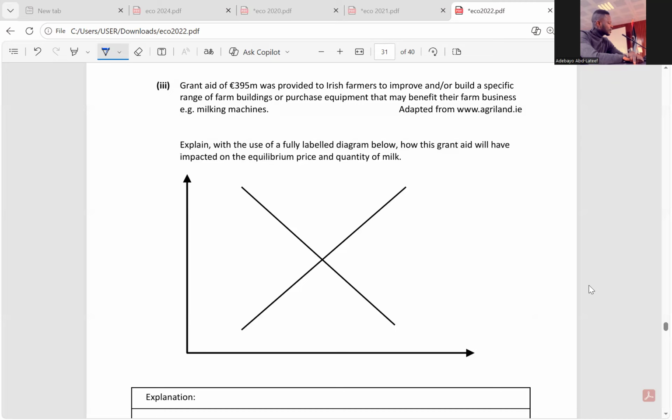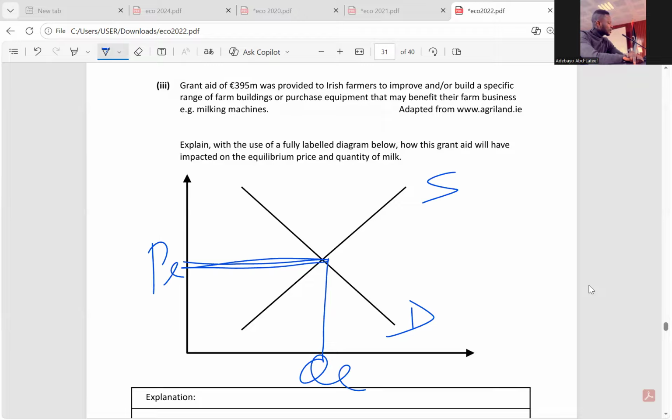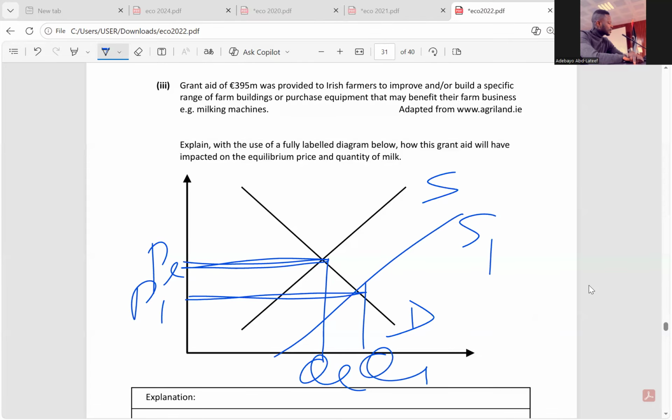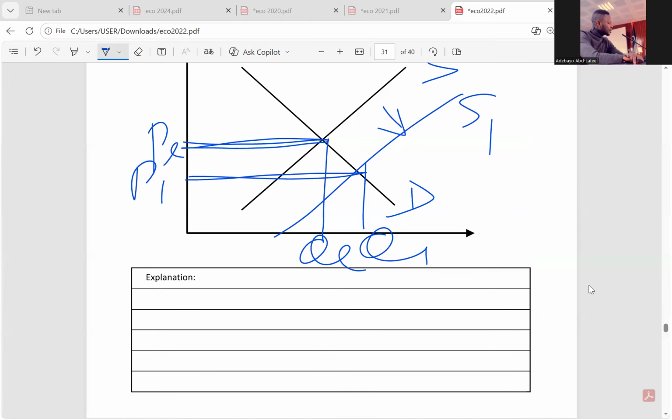So it would increase supply. This is supply, this is demand. With grants, we're going to have QE, PE. With the grant, the supply curve will shift rightward from S0 to S1. So we're going to have a new price at P1, then quantity at Q1. A rightward shift in the supply curve, a falling price.